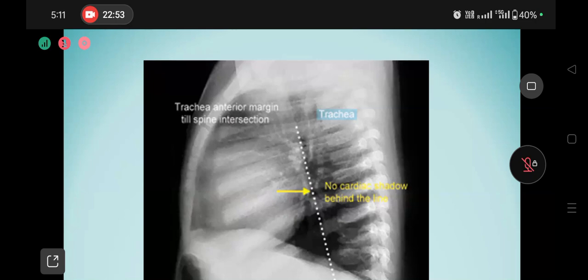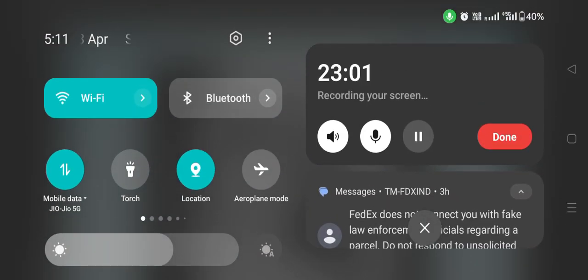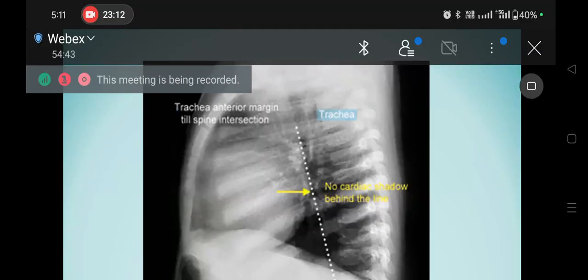Now, look at the front of the heart, which is just behind the sternum. You see, between the heart and the sternum, you see a clear black area. That means there is a retrosternal space between the heart and the sternum. That means the retrosternal space is empty, filled up with fat. Now, when the right ventricle enlarges, this space gets obliterated.